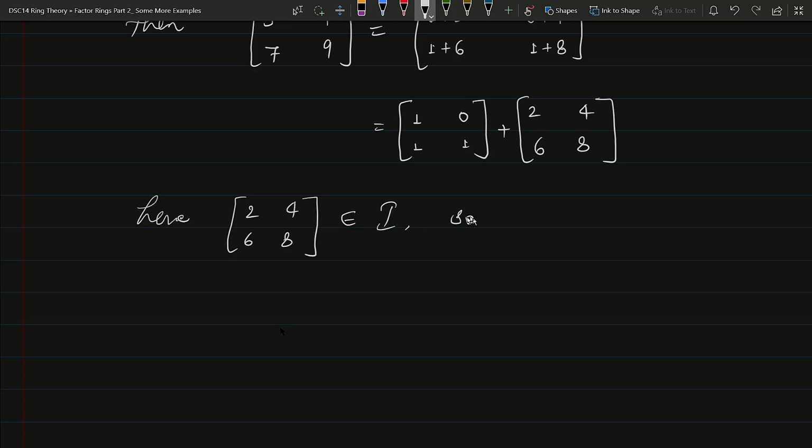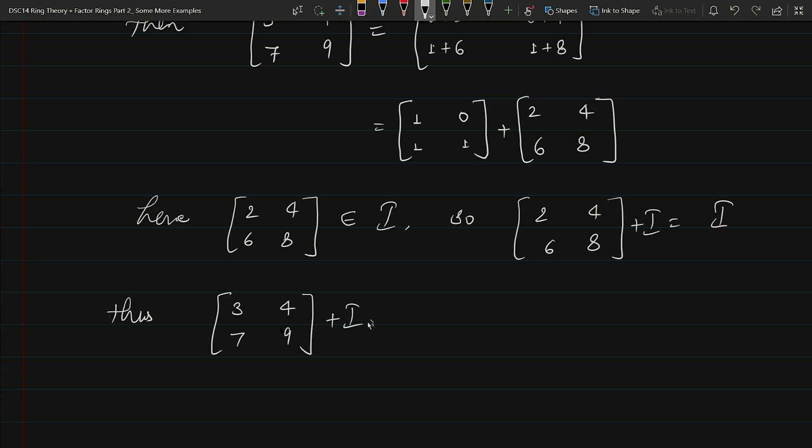So 2, 4, 6, 8 plus I is the same as I. Okay, so thus you can see, thus if we write 3, 4, 7, 9 plus I, that is the same as 1, 1, 1, 0 plus I.